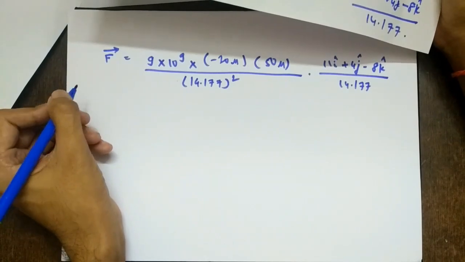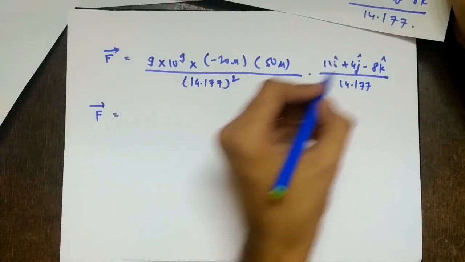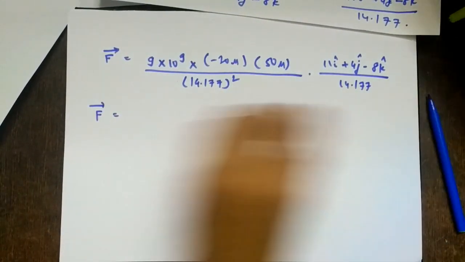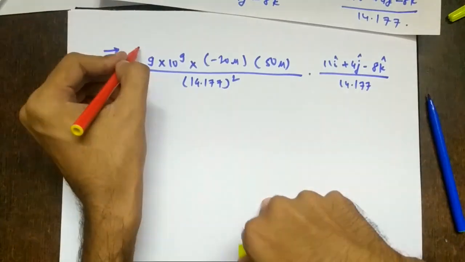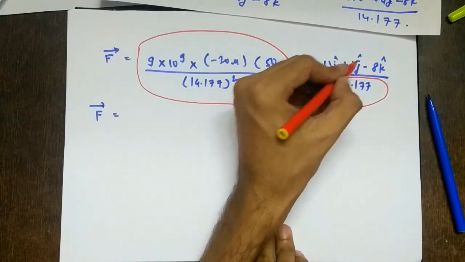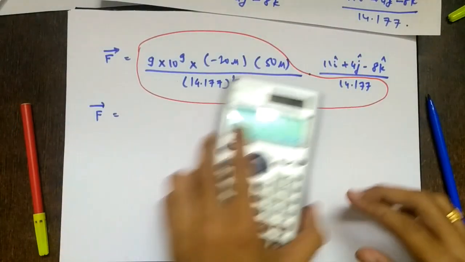So this is what we require. Just solve this and we will get the answer. What you can do in the exam is first calculate this value, whatever is marked with red. First calculate this, then you just have to multiply by 11, then 4 and then minus 8. Then you will get the vectors.